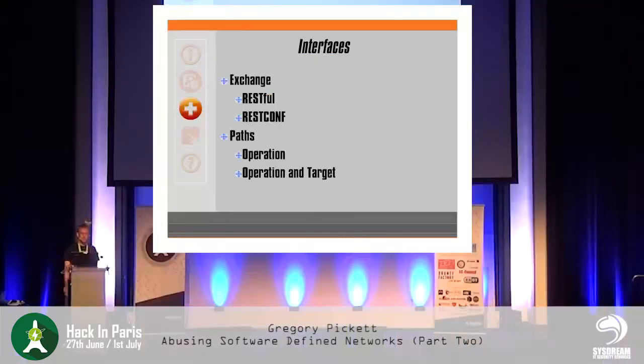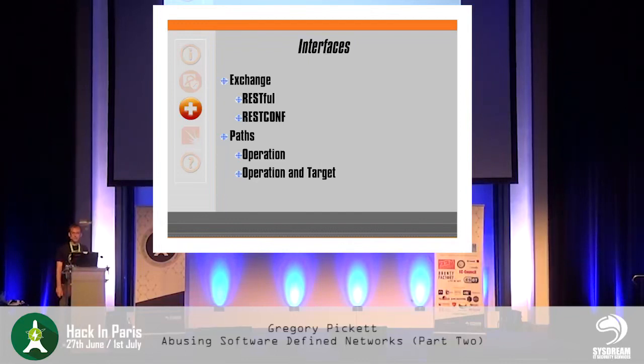So the interfaces: we'll talk about the exchange, which is just a delivery method. There are RESTful APIs, there are RESTconf APIs. I'm not sure if you're familiar with RESTconf, but it's basically a standard way of representing and changing configuration data and system states. It's not just a message and then you get a response. Instead, you actually have to load the data, then trigger a state change, and that's what RESTconf is all about. It comes off of NETCONF.